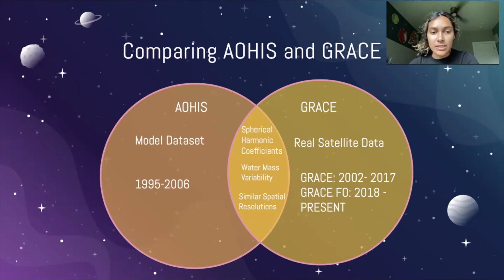So the main differences to keep in mind is that AOHIS is a model dataset, which means it was created by scientists, and the GRACE dataset is real satellite data. AOHIS is available from 1995 to 2006, and the GRACE mission ran from 2002 to 2017. GRACE follow-on mission ran from 2018 to the present. So now that we've introduced the data, Naina will get into the work we did this summer.